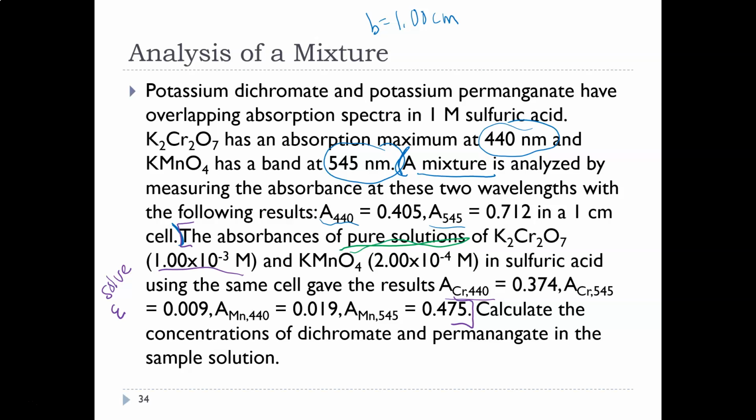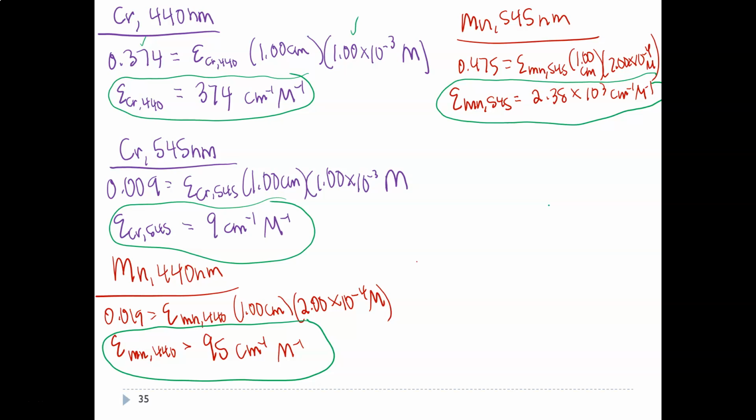Okay, so now we got the information we need. We're ready to tackle the mixture. Okay, so when we look at the mixture, we're going to have to use, I'm going to go to another slide here, the big equation, which is the absorbance total is equal to the extinction coefficient of chromium at 440 times B times the concentration of chromium plus the extinction coefficient of permanganate at 440 times B times the concentration of manganese.